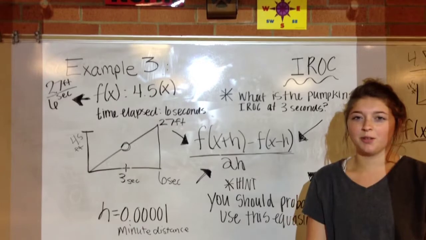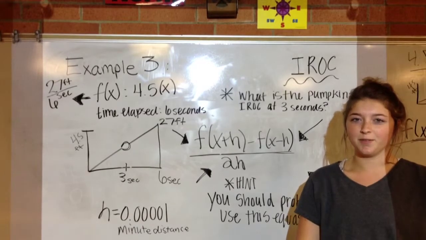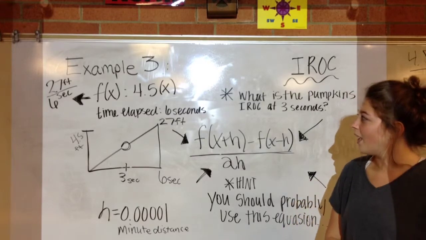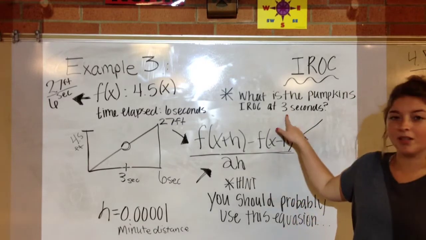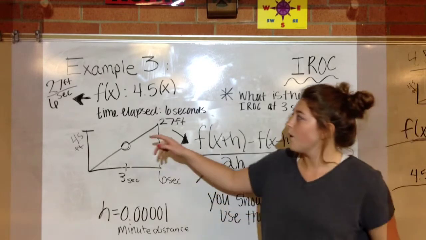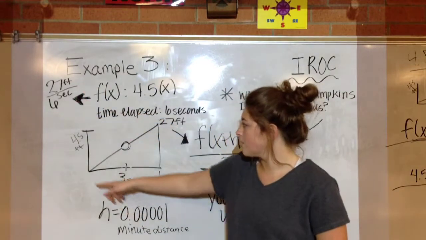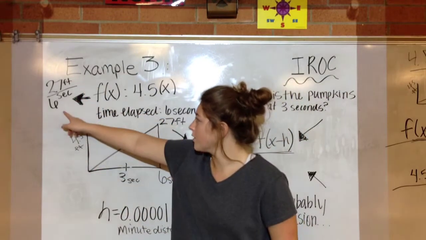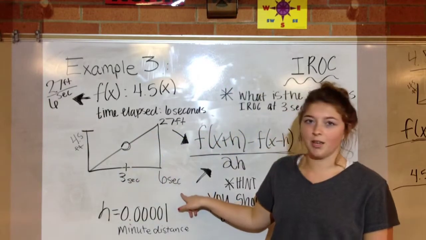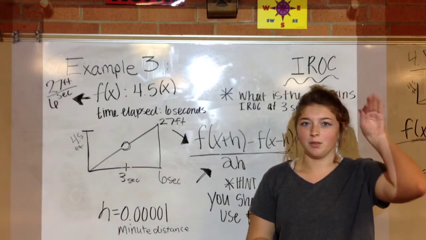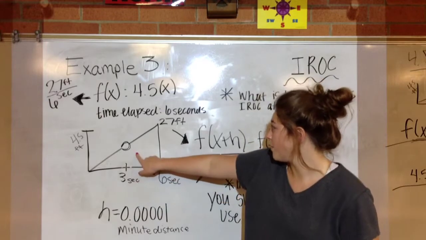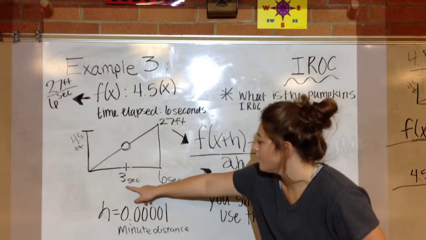Alright, so in example 3, we're going to be discussing instantaneous rate of change. We rolled a pumpkin down a small slope, and we want to know what the instantaneous rate of the pumpkin is at exactly 3 seconds. So we did 27 feet, which is the height, and then over 6 seconds, which is the time it took the pumpkin to get from the top of the slope to the bottom. And then 3 feet, there's your pumpkin, and that's 3 seconds.